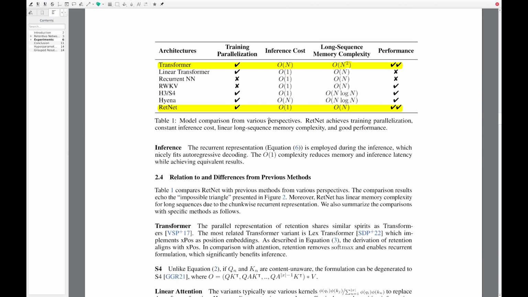Here's a little bit of a comparison between different architectures. You see the transformer has training parallelization and takes O of n time per token for n tokens, and O of n squared space, and has good performance. And they say that their model has equivalent performance while only using O of 1 per token in time and O of n in space.